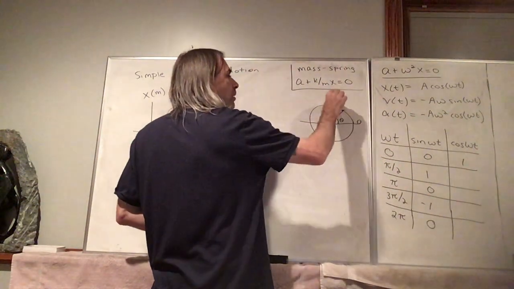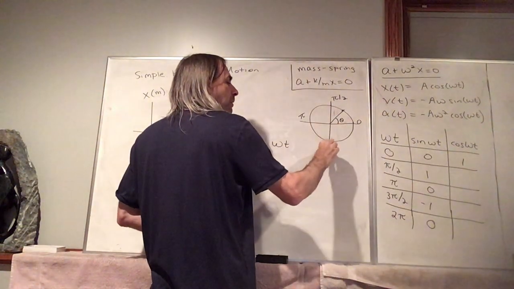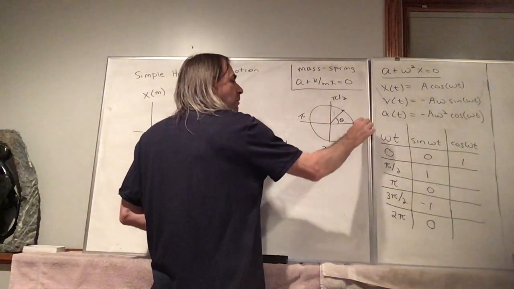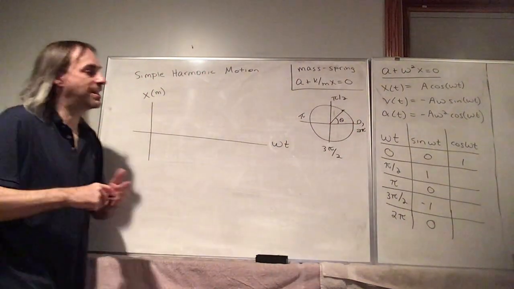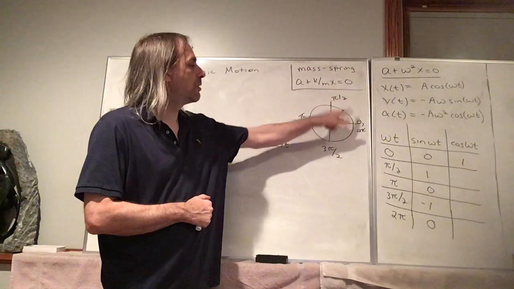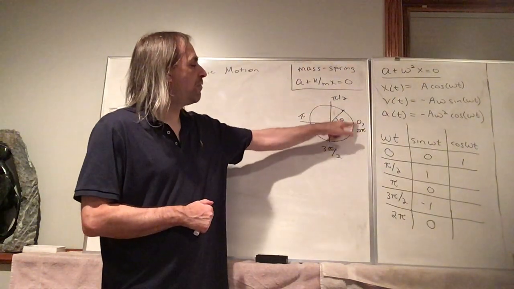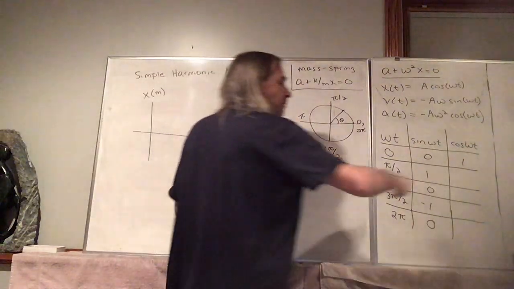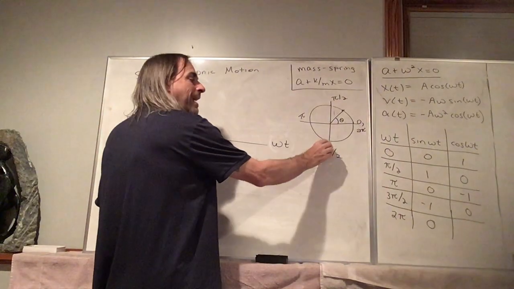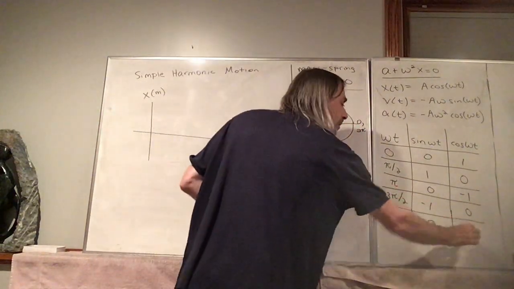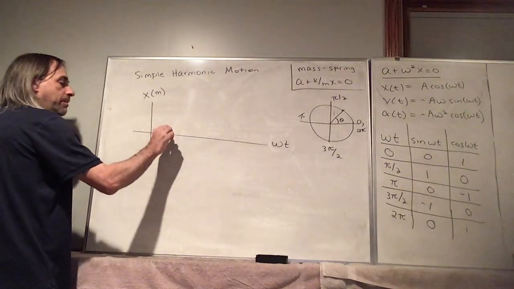So here we have 0, pi over 2, pi, 3 pi over 2, 2 pi. So if we just look at sine, we're looking at the y-coordinate. So we're 0, 1, 0, negative 1, 0. For cosine, we have 1, 0, negative 1. And then 3 pi over 2, the x-coordinate is 0, and then we're back to 1. So if we plot this, let's break this up into pieces.